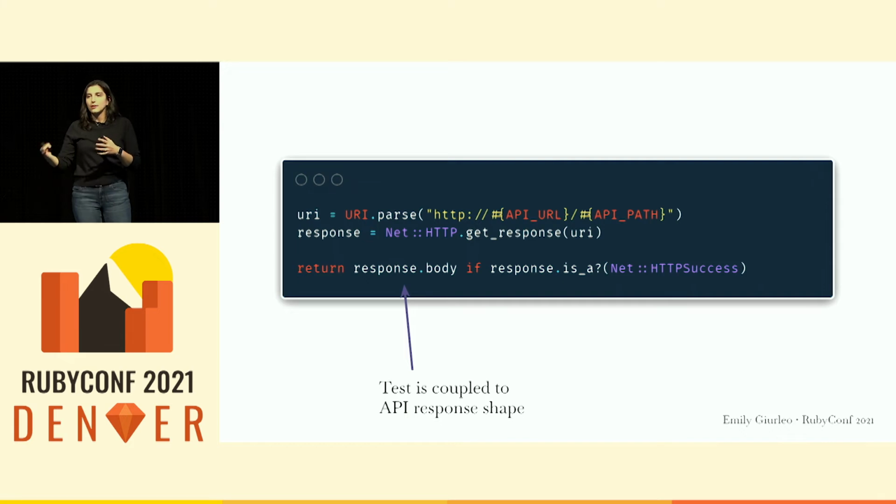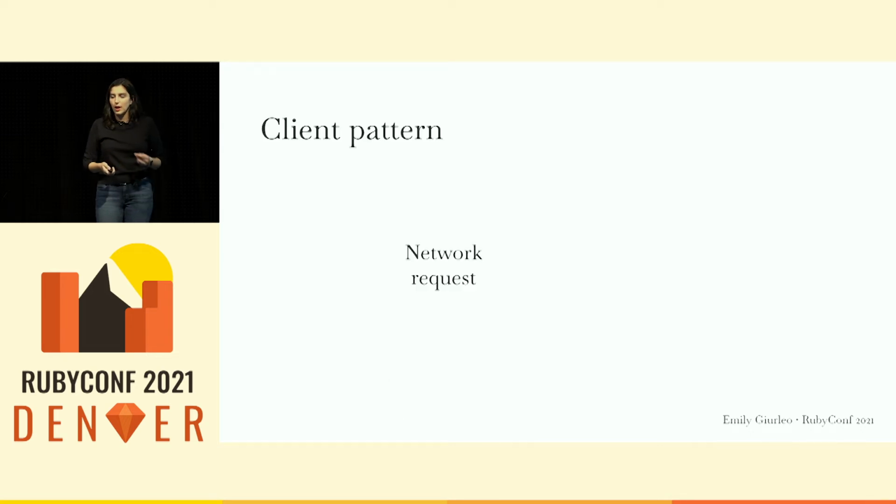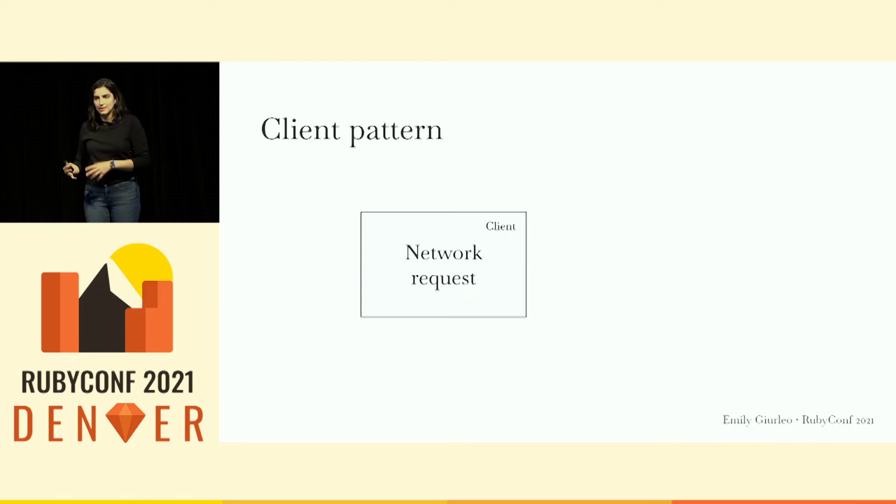So in order to avoid these problems, I think we can do something kind of clever, which is extract this external dependency, this network request, from the code of the rest of our gem. And we can do this using something called the client pattern. The client pattern just means that we create a custom class around this external dependency, this network request, called a client, that essentially shields that code from the rest of our gem.